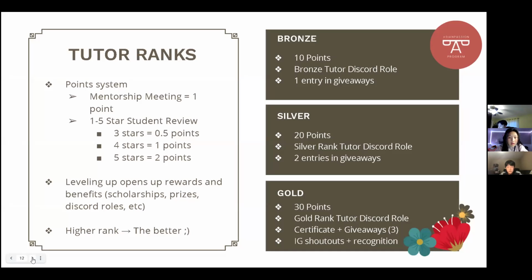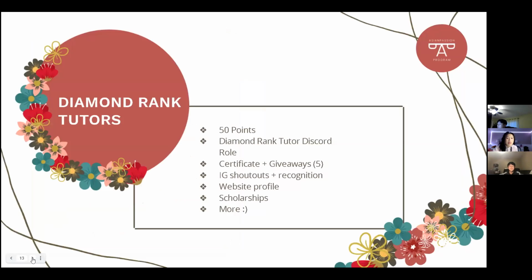And there's also the gold rank, which you need a minimum of 30 points to get. You get the gold rank tutor Discord role, a certificate, plus 3 giveaway entries, as well as Instagram shoutouts and recognition. And finally, there's a diamond tutor rank, which you need a minimum of 50 points for. You get the diamond rank tutor Discord role, certificate, 5 giveaway entries, Instagram shoutouts, recognition, a website profile, scholarships, and more.